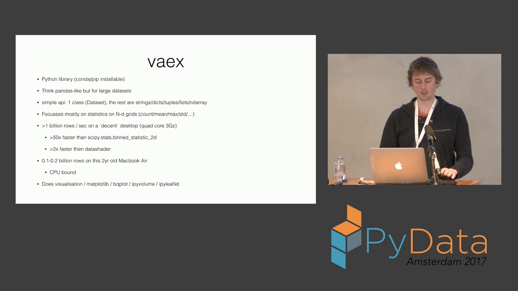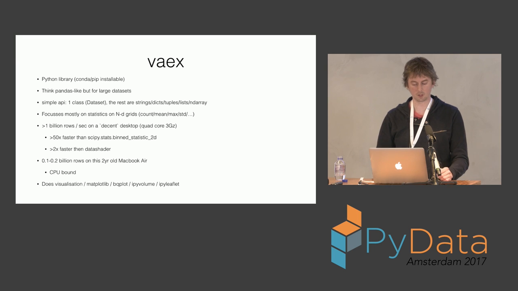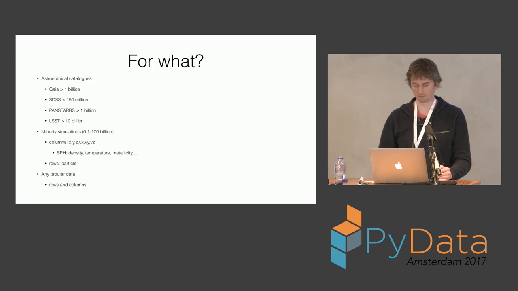On this laptop, it's a bit less than that, something like between 0.1 and 0.2 billion rows per second. It's an older MacBook Air, and it's basically CPU bound. So it calculates its n-dimensional grids, but you want to visualize this. So there are some wrappers for matplotlib, but I'll also show some other ways to visualize the data.